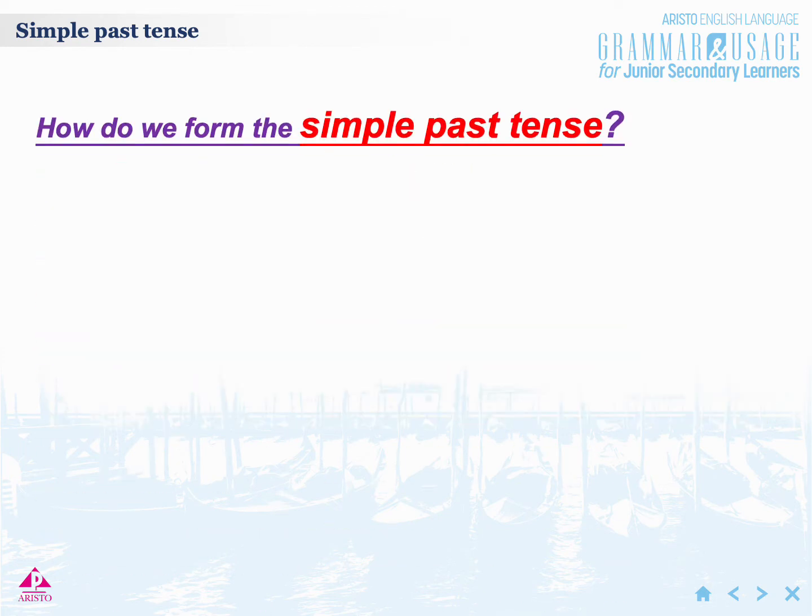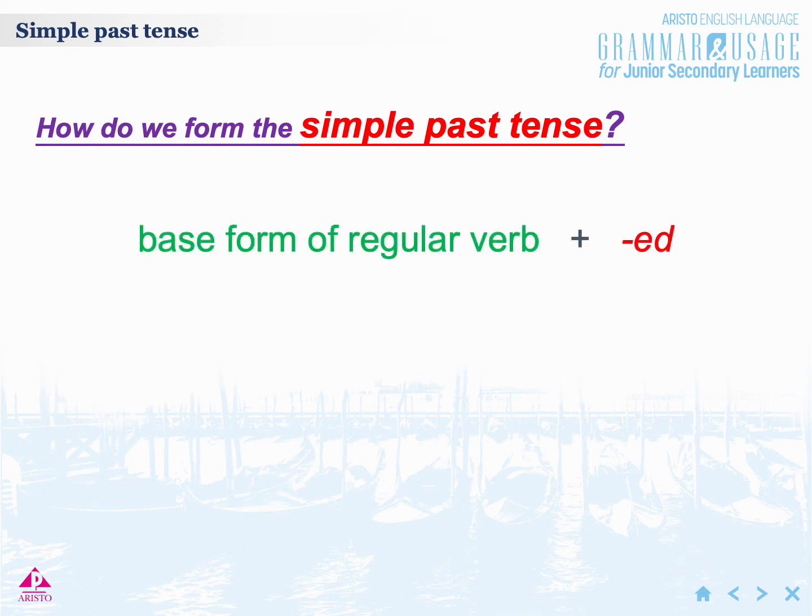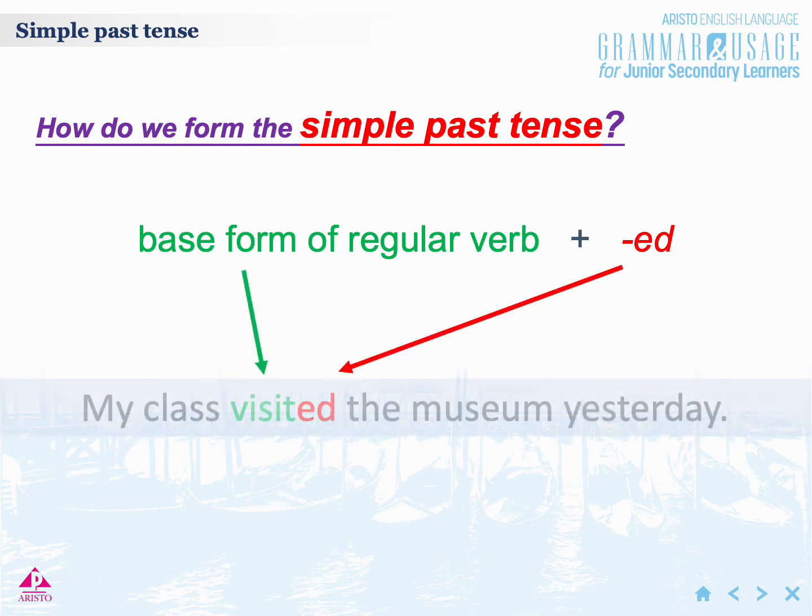Now that we have looked at how to use the verb to be in the simple past tense, let's take a look at some other verbs. For most regular verbs, we form the simple past tense by adding ed to the end of the base form of the verb. Here is an example. My class visited the museum yesterday.